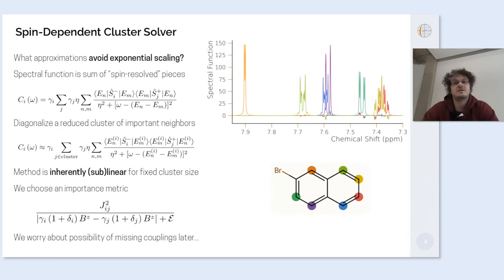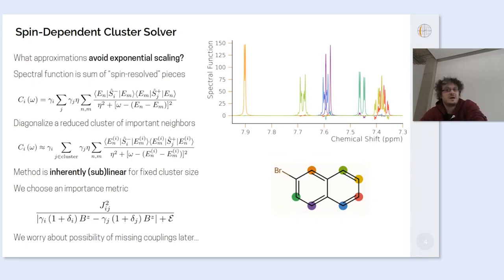Now, it's important to note that this approach should scale at worst linearly, since we have one diagonalization per spin we have to do. And it may even scale better than that if some clusters happen to coincide, or if there are certain additional symmetries of the molecule that we can exploit.